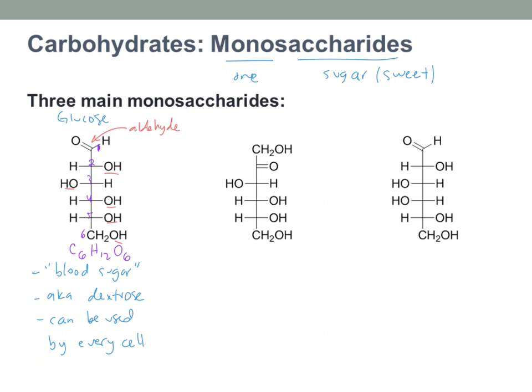Now, the next really common monosaccharide is fructose. Fructose is often found in fruits, in sweet things like sugarcane, honey, and agave. High fructose corn syrup is what people think of. A big difference between fructose and glucose is that not all cells can use fructose.